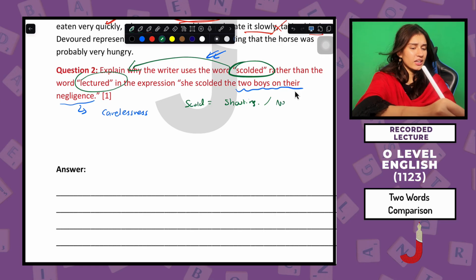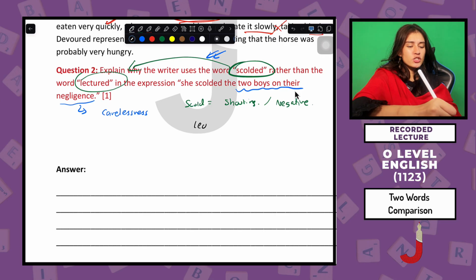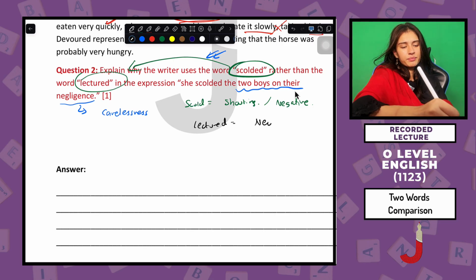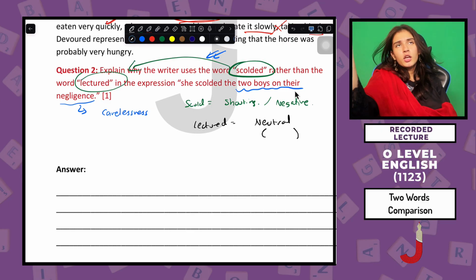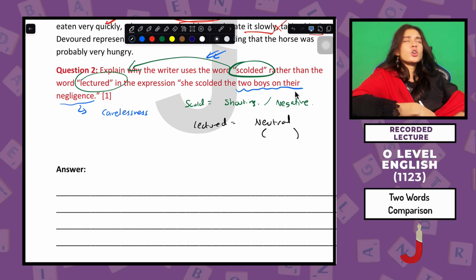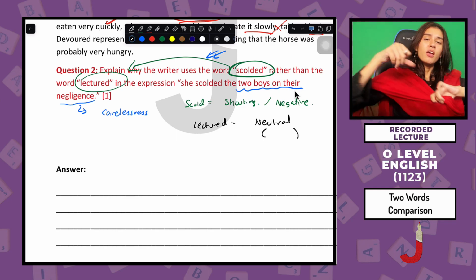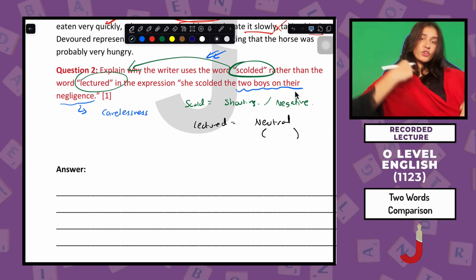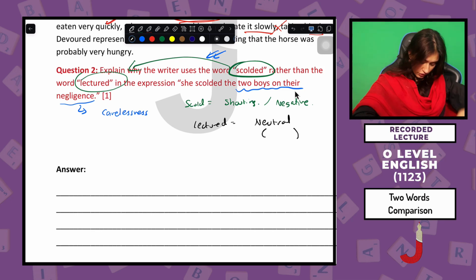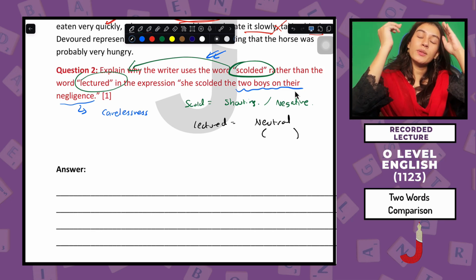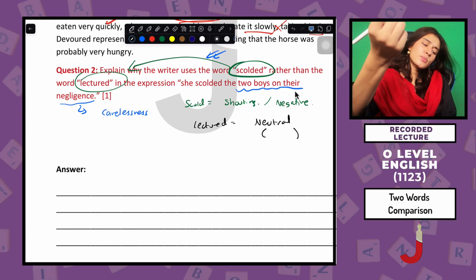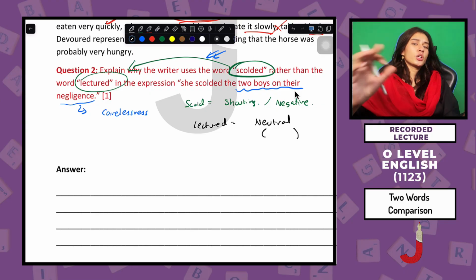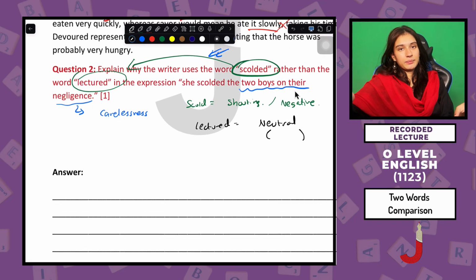It's even more negative. Whereas lecture, when you're being lectured, it could be more of a neutral thing. Maybe you made a small mistake and your parents are just like, don't do that again. Come on, don't make that mistake and stuff like that. Whereas scold is definitely a sign of real anger. So if you've really messed up, that is when your parents will be scolding you, or your teacher will be scolding you. But if you just make a small minor error, they'll just lecture you. They'll just tell you not to do it again and stuff like that.